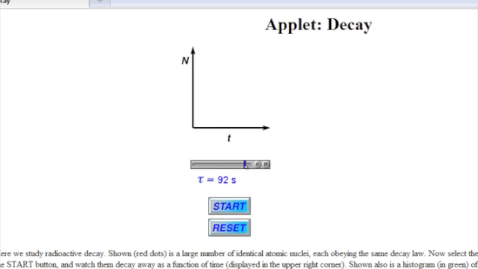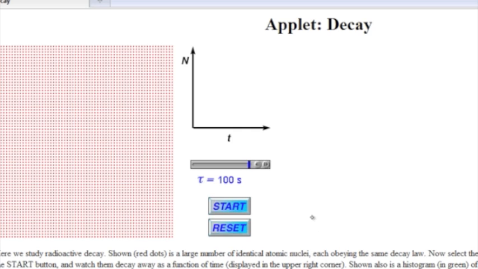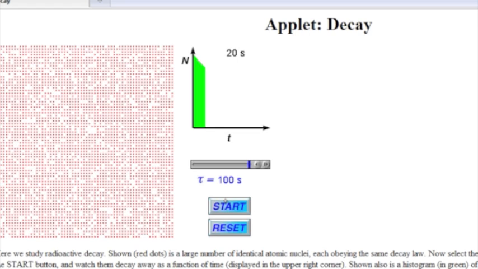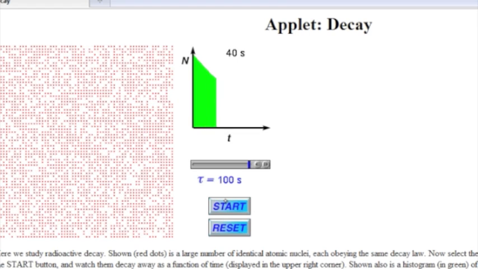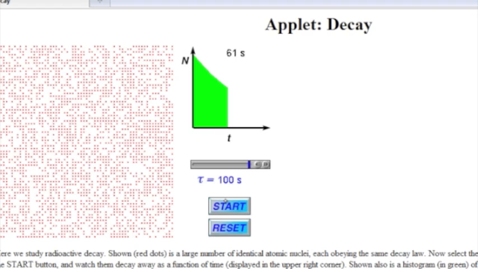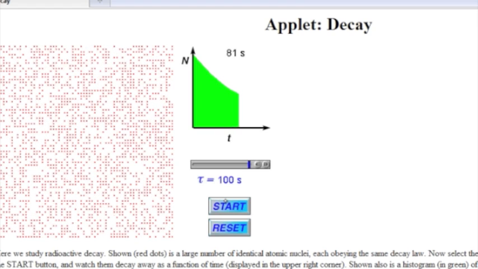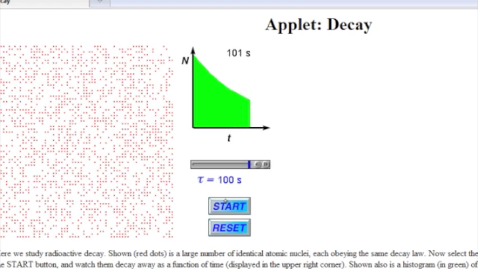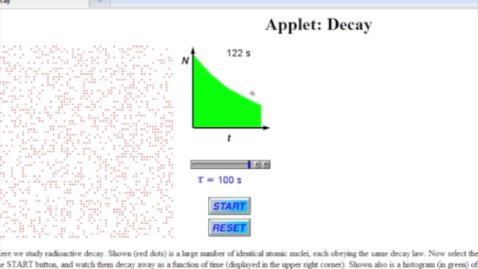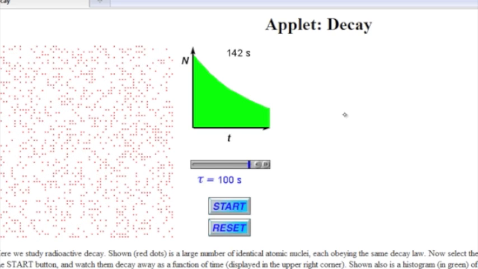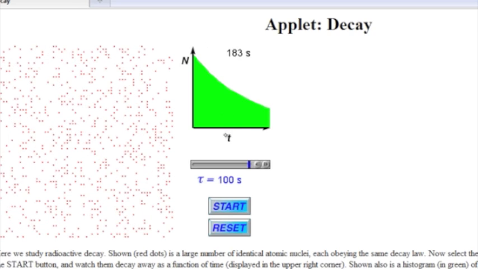So if we increase the half-life to 100 seconds and restart the decay, you can see that the rate is slower. So the longer the half-life, that means it takes that much time for half of the original sample to disappear. So you can see that this is decaying by the same rate law, but the time is longer for half of it to decay.